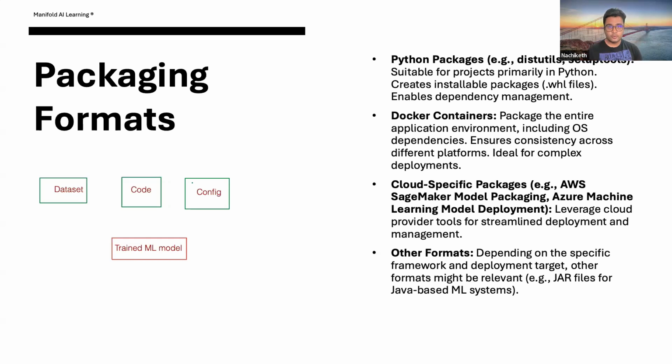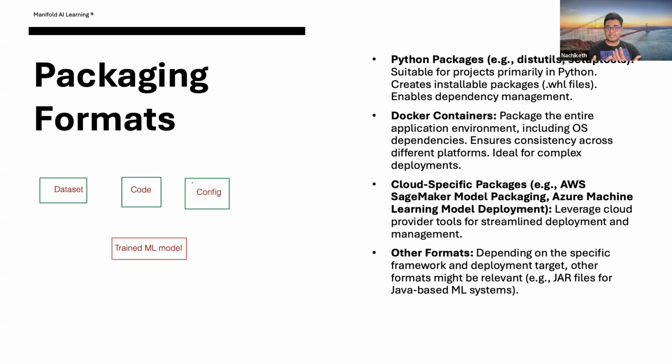The other most commonly used is Docker containers. In the case of a Docker container, we package the entire application environment, which includes the dependencies and the libraries, in the format of a Docker image. The best part is that once I have a Docker image, I can ensure that it can be run on any environment and on various platforms. This is ideal and the most commonly used technique when we think about productionalizing machine learning models.